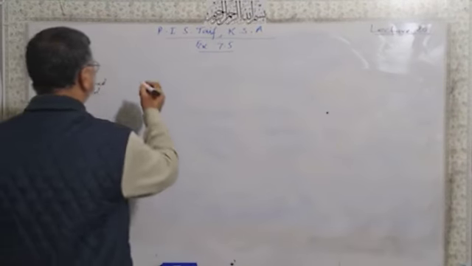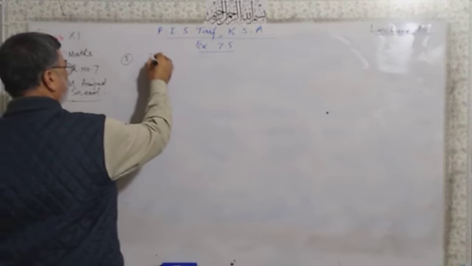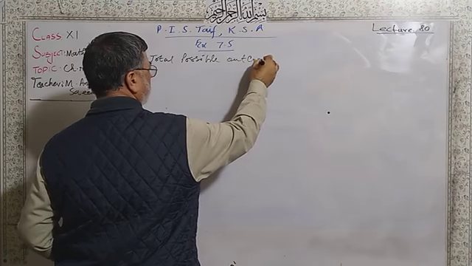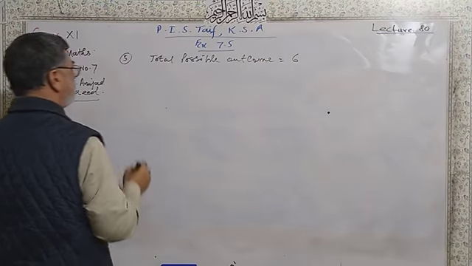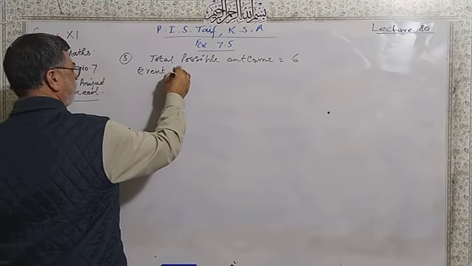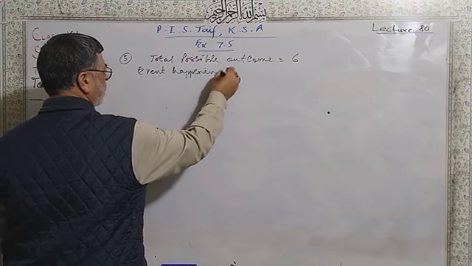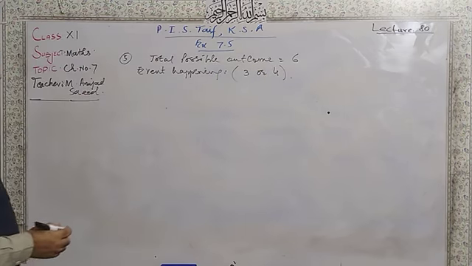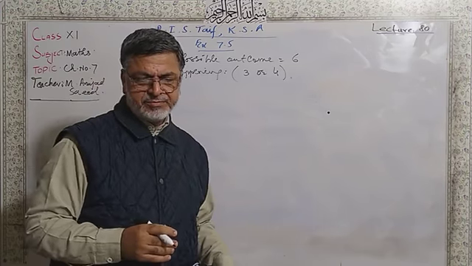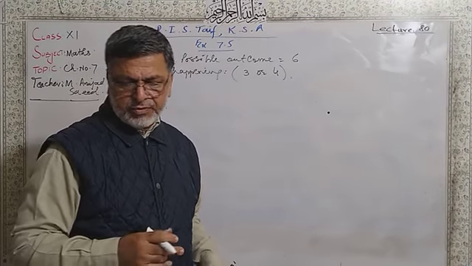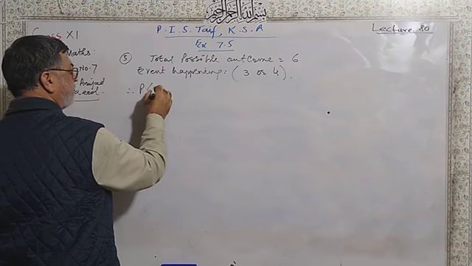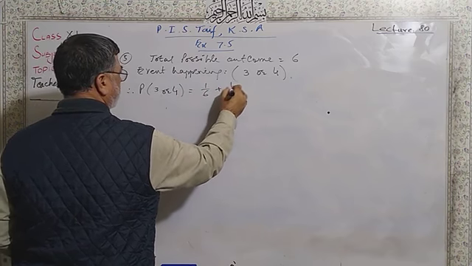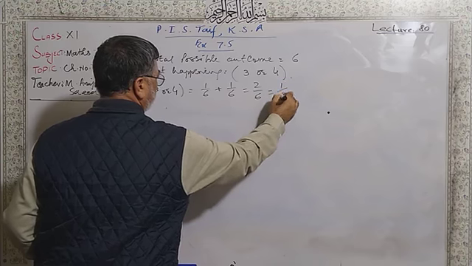So question number 5. Total possible outcome is equal to 6. Event happening: three or four dots. So what will be the probability? What is the probability of 3 or 4? Therefore, probability of 3 or 4 will be equal to 1 over 6 plus 1 over 6, 2 over 6, is equal to 1 by 3.